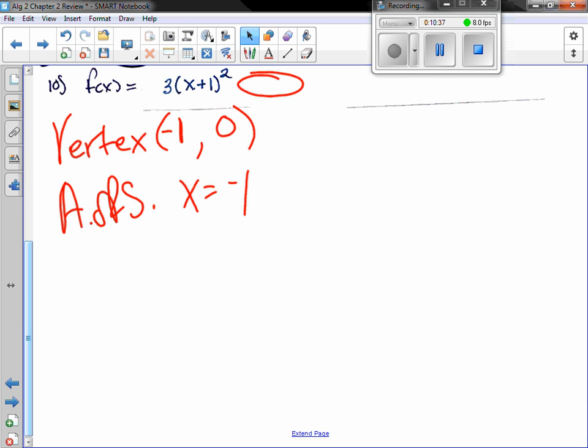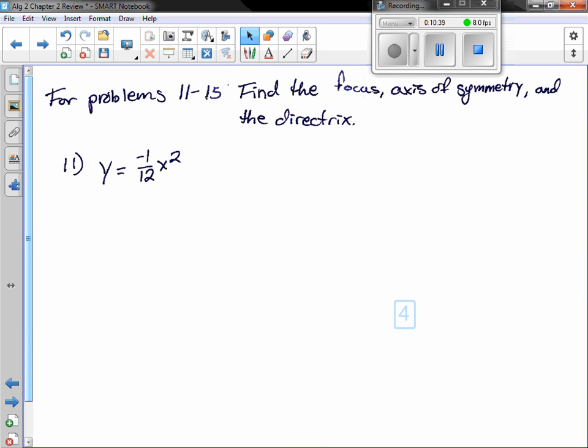All right, let's look at the next set. Any one on 11 through 15 we want to look at specifically? 11. Focus, axis of symmetry, and directrix. I'm going to also do the vertex.